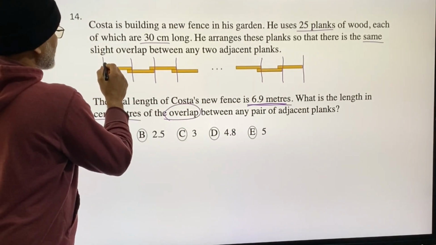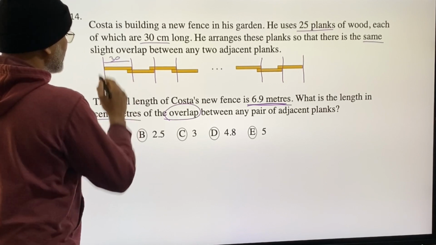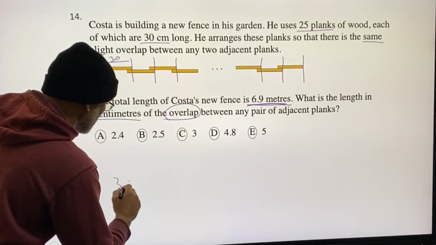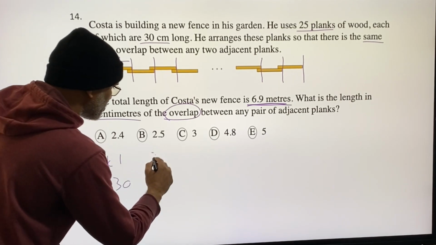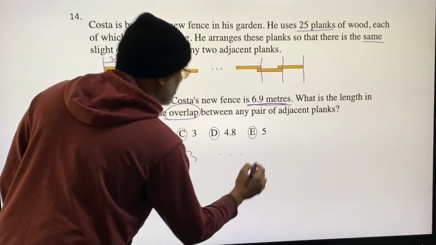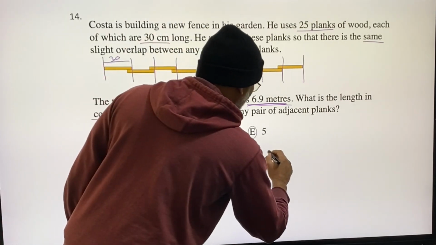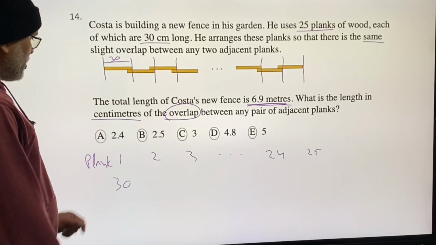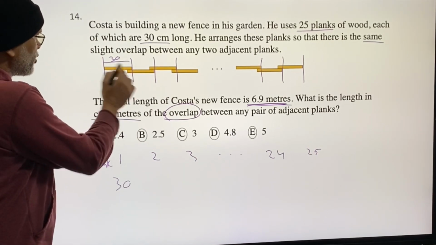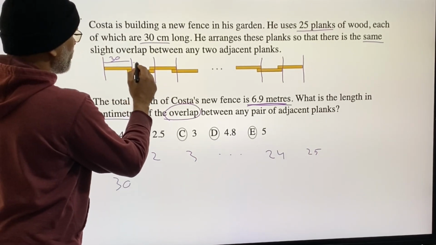So what is this length? This is 30, right? So let me say this is plank 1, 2, 3, all the way to plank 24 and 25. For plank 1, I'm taking the whole length. For plank 2, what is this distance?